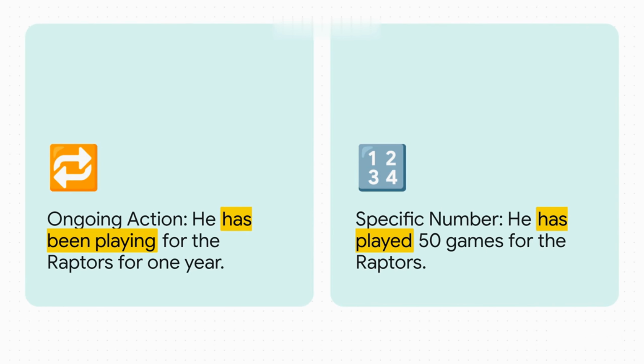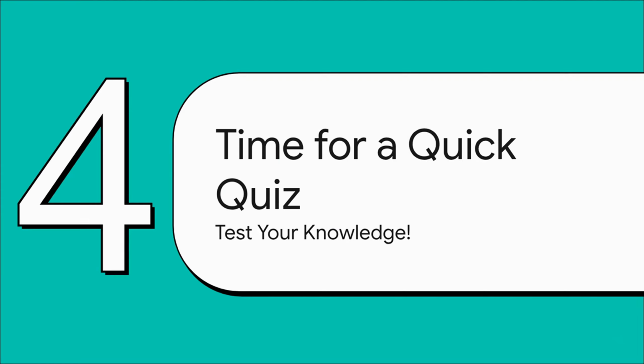And here's one more key difference to keep in mind. You want to use the continuous for the general ongoing activity, like he has been playing for the Raptors, but the moment you mention a specific number of things he's completed, you switch to the simple tense. He has played 50 games. See the difference? Ongoing action versus a specific count. Whew. Okay, I know that was a lot to take in, but you are doing great. Let's lock all this in with a quick little quiz. Time to test what you've learned.